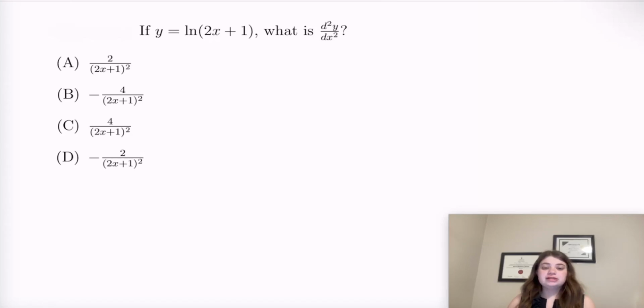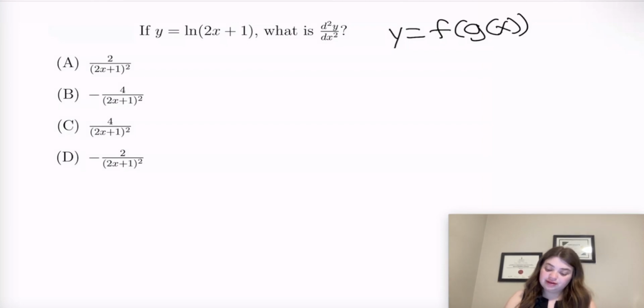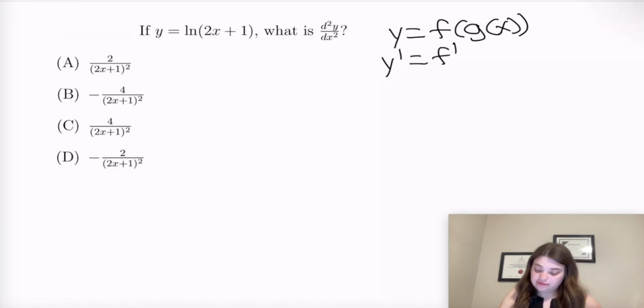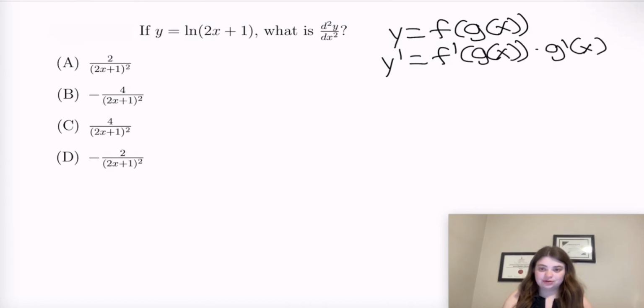All right, so first for chain rule, basically chain rule states that we have essentially an inner function and an outer function. So y is equal to f of g of x. And the derivative when we have a function of a function is the derivative of f of g of x times the derivative of g of x, okay?